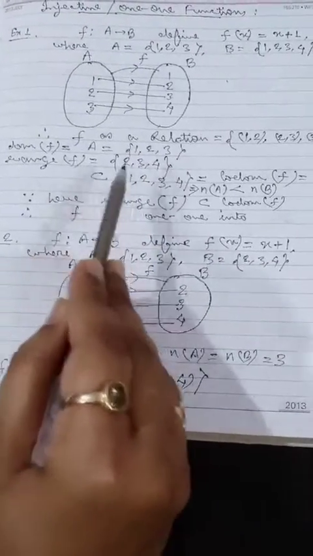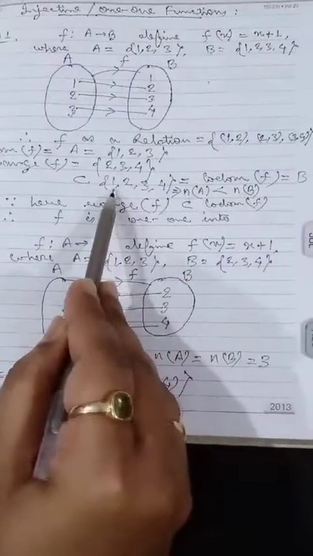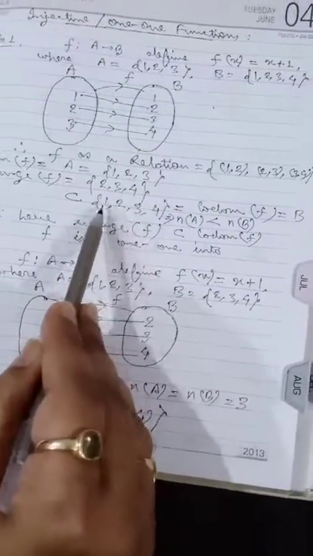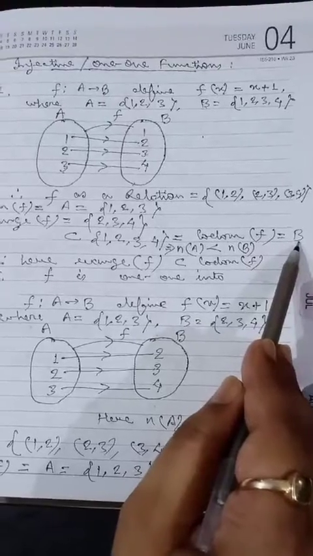Range of the function f is equal to the set containing elements 2, 3, and 4. And this is clearly a subset of the set containing elements 1, 2, 3, 4. And this set is the codomain of the function f. And the codomain of the function f is the set B.